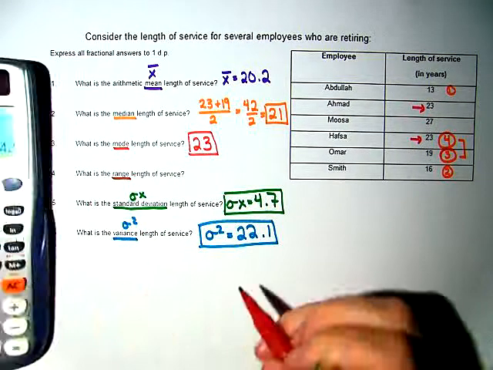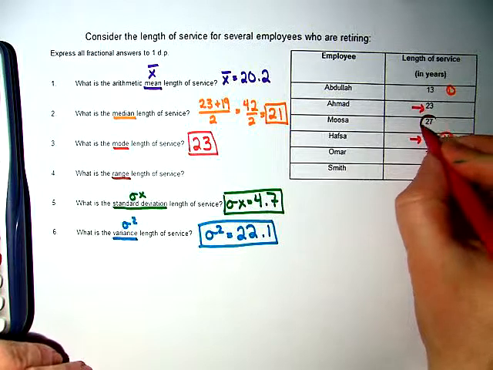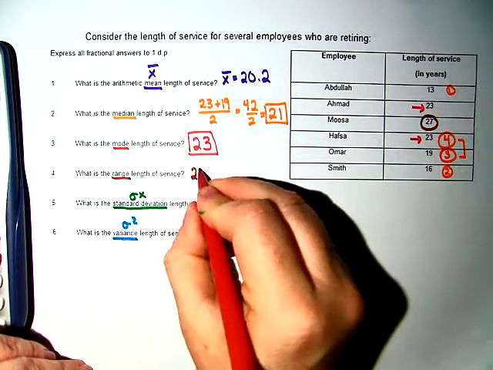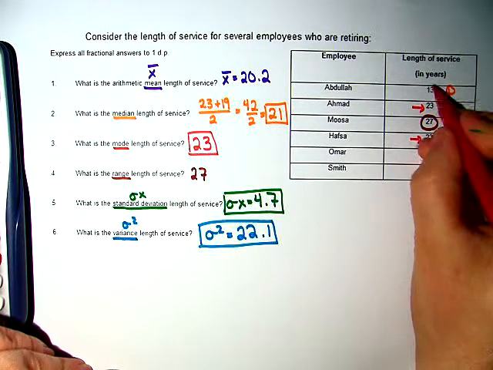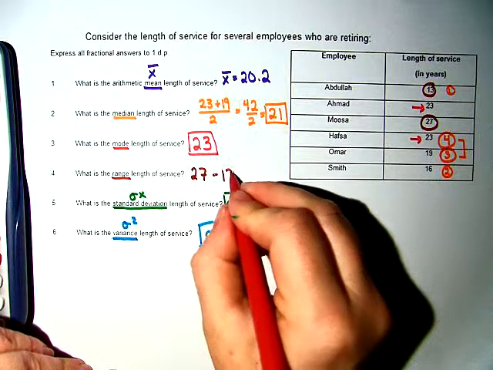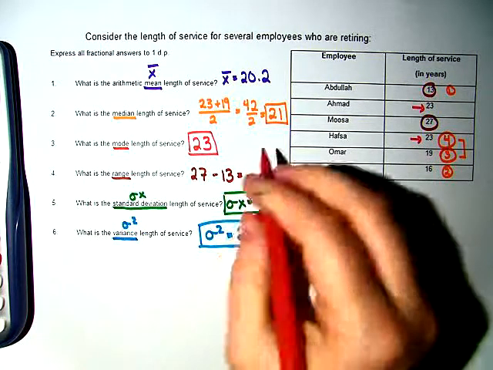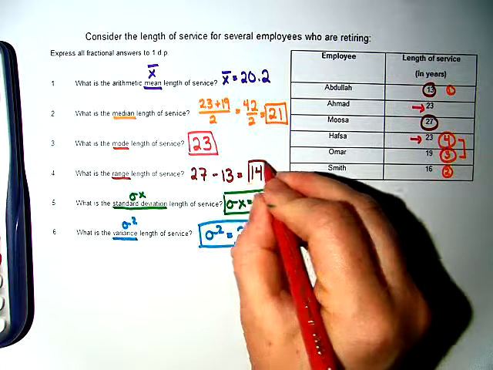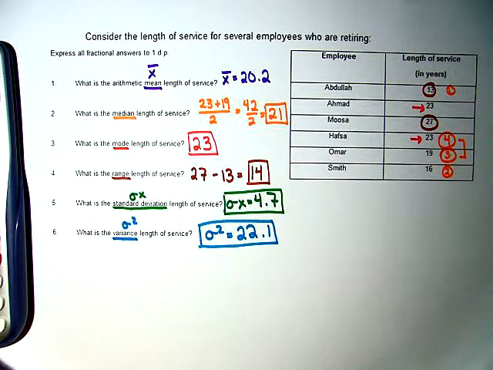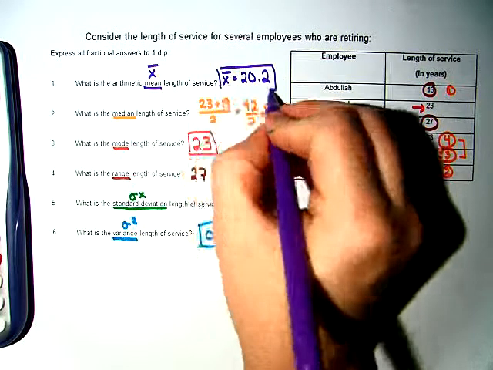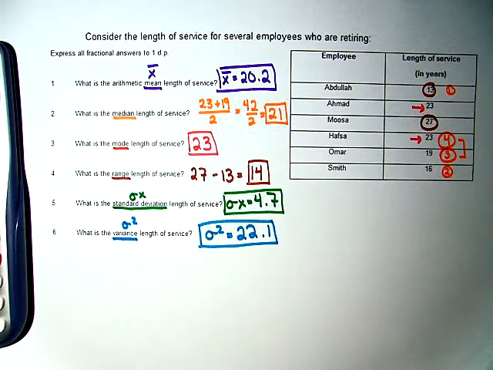Now the range is really easy. You take the largest number, which is 27, and subtract the smallest number, which is 13. So 27 minus 13 gives me 14 years of service for the range. So this is how you look at all of this information from a table.